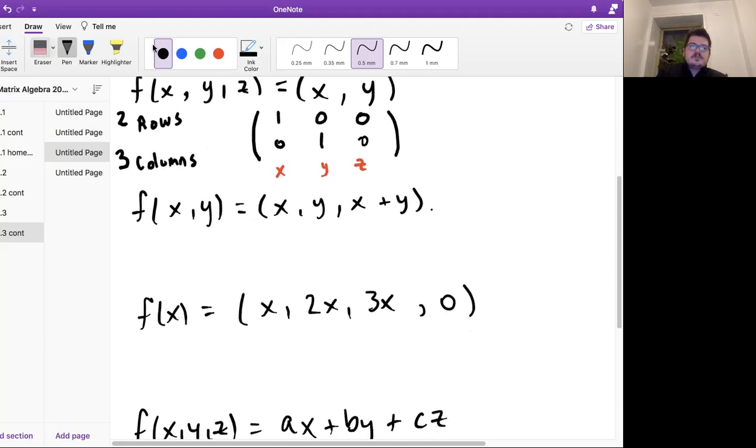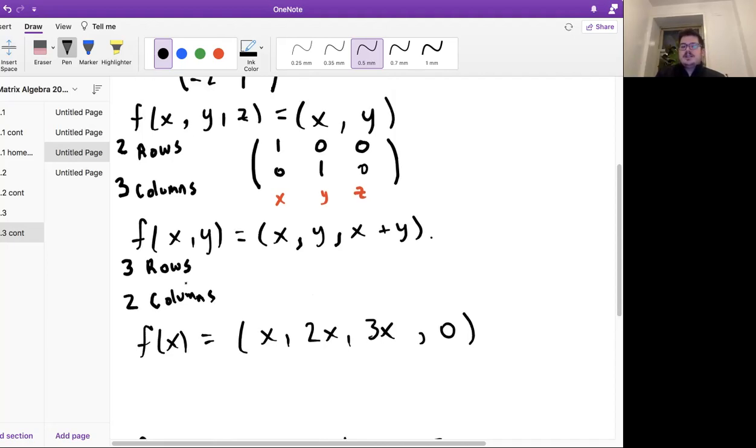Okay, let's do this one. F of xy is equal to x, comma y, comma x plus y. So how many rows will there be? Remember, rows represented the coordinates. So 3 rows. And how many columns in this one? 2. Yeah, so it's kind of the opposite of the one we just did. This one had 3 inputs and 2 outputs. This one has 2 inputs and 3 outputs.